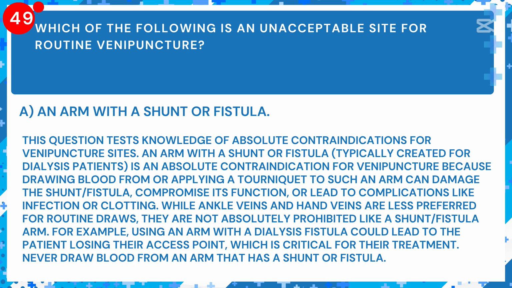While ankle veins and hand veins are less preferred for routine draws, they are not absolutely prohibited like a shunt/fistula arm. For example, using an arm with a dialysis fistula could lead to the patient losing their access point, which is critical for their treatment. Never draw blood from an arm that has a shunt or fistula.